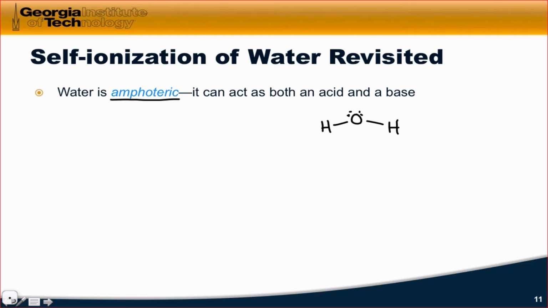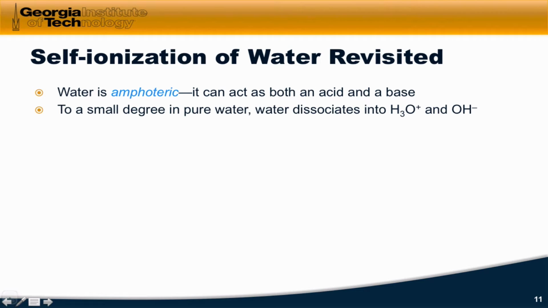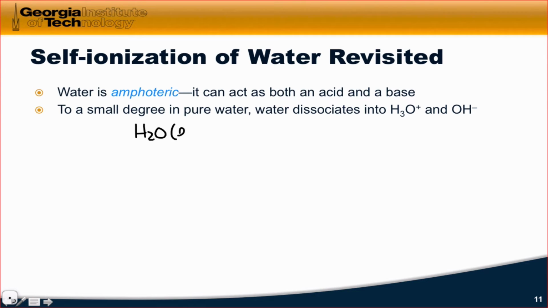Since water can act as an acid and a base, one molecule of H2O can act as an acid with respect to another molecule of H2O, which acts as a base, and this gives rise to the self-ionization behavior of water. One molecule of water acting as an acid can surrender a proton to another molecule of water acting as a base, and the resulting products will be the conjugate acid of water, H3O plus, aqueous, and the conjugate base of water, OH minus, aqueous.